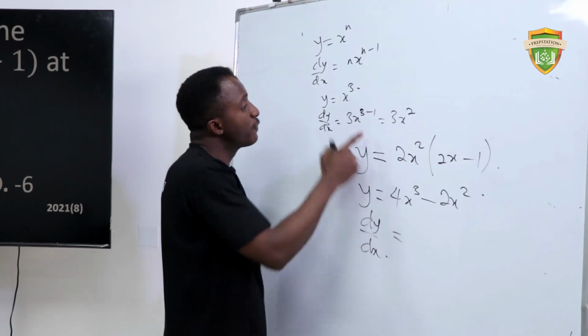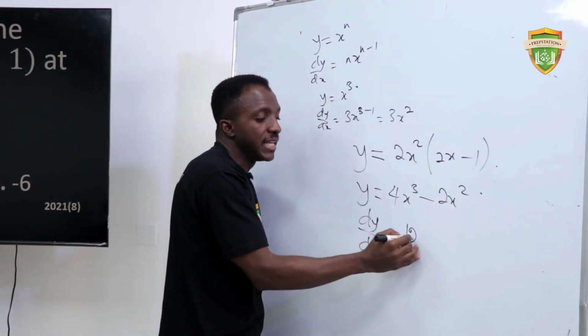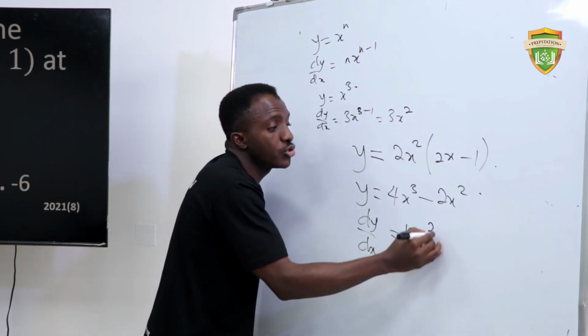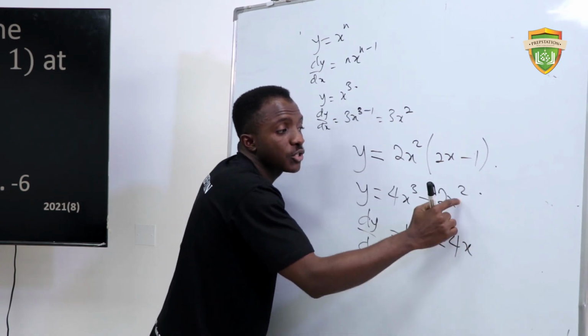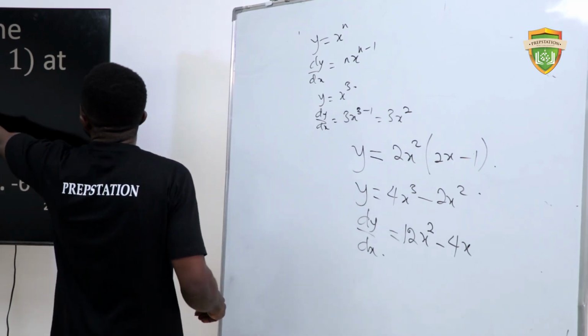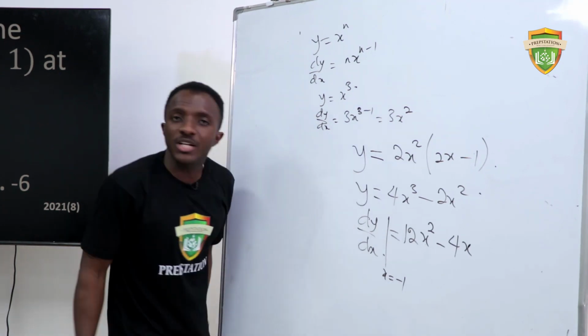So differentiate this from what I taught you here. Look at this. The power comes down to multiply this, giving us 12x to the power 3 minus 1, which is 2. Minus 2 comes to multiply this, 4x to the power 2 minus 1, which is 1. Now, they told us that we should find it at the point where x equals minus 1.